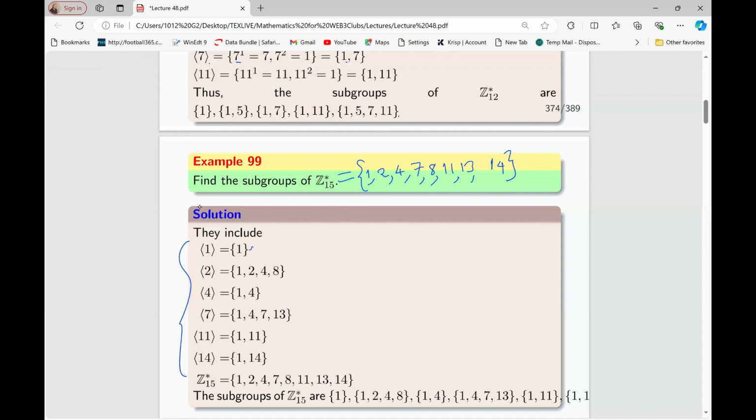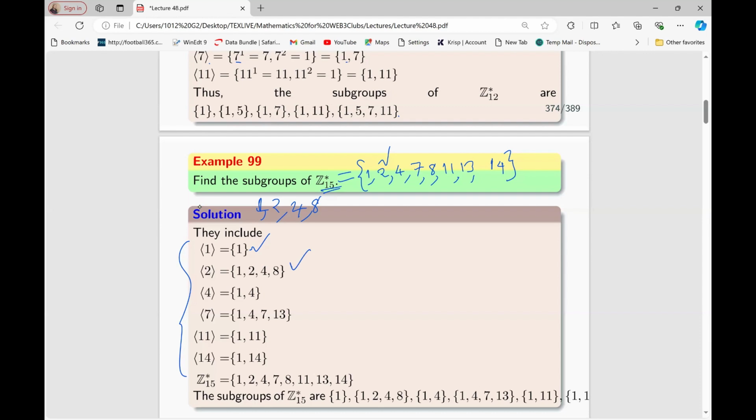Let's see. 1 generates, just multiply 1 once and you get 1. What about 2? 2 once is 2. 2 twice is 4. 2 three times is 8. Then multiply 4 times. That means 8 times 2, which is 16. We are doing it mod 15. That gives you 1. So that is the subgroup generated by 2.